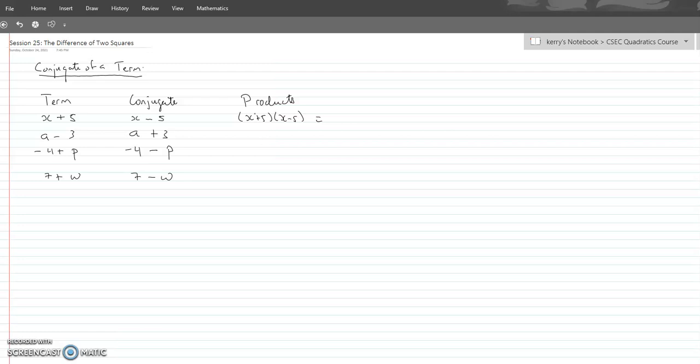What you will end up with here is, I'll do this the long way. x by x is x squared. x by minus 5 is minus 5x. 5 by x is plus 5x. And 5 by minus 5 is minus 25. But this is like minus a plus a, so this will cancel off with this. This leaves us with x squared minus 25.